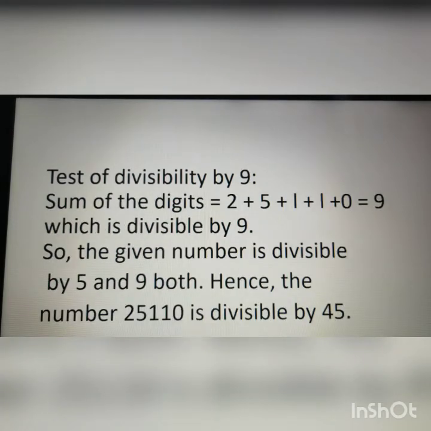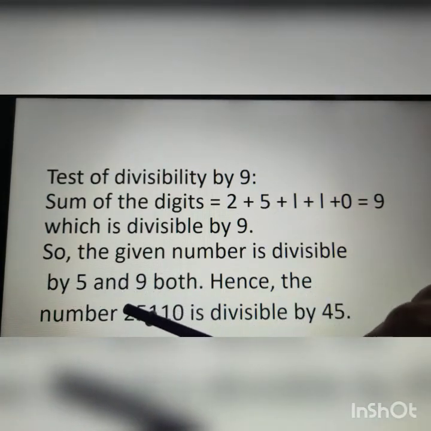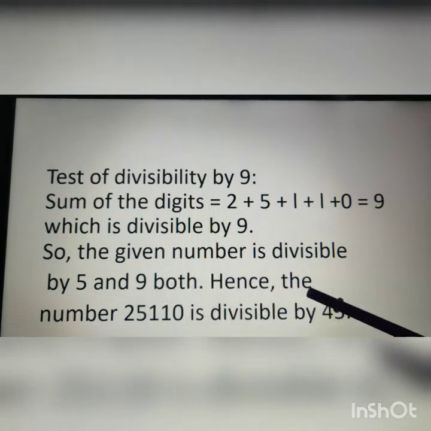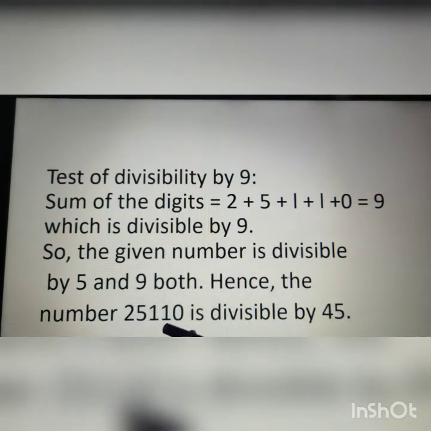Next we have to check whether the given number is divisible by 9. By the divisibility rule of 9, we have to take the sum of the digits of the given number. If it is divisible by 9, then the number is divisible by 9. So here the sum of the digits of the given number is 9 and it is divisible by 9. So the given number is divisible by 5 and 9 both. Hence we can say the number 25,110 is divisible by 45.